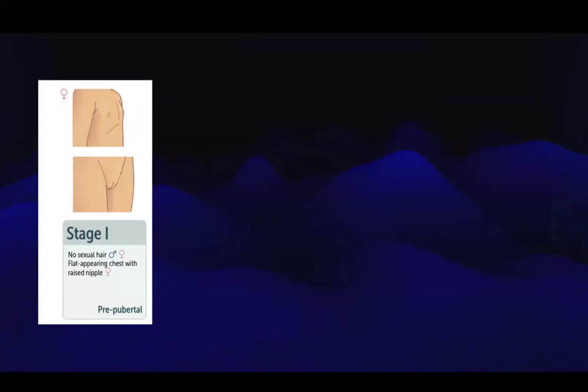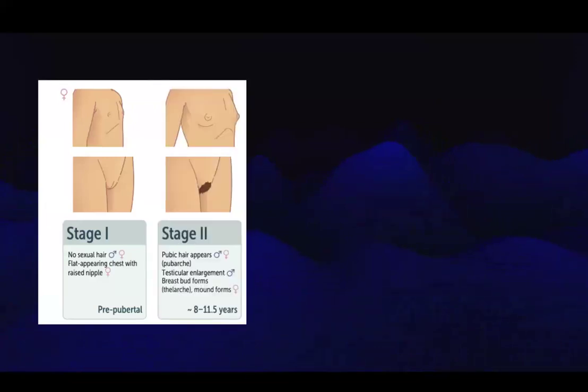Stage 1 is pre-pubertal. This is before puberty kicks in. Here you can notice that there is no sexual hair. The chest is very flat, and there is maybe just a raised nipple. In stage 2, however, this is going to be your adrenarche, right? This is going to be the onset of pubic and axillary hair. In females, this is also going to be the breast bud formation, that thalarche, right? That mound begins to form, and it's the earliest secondary sexual characteristic that develops.